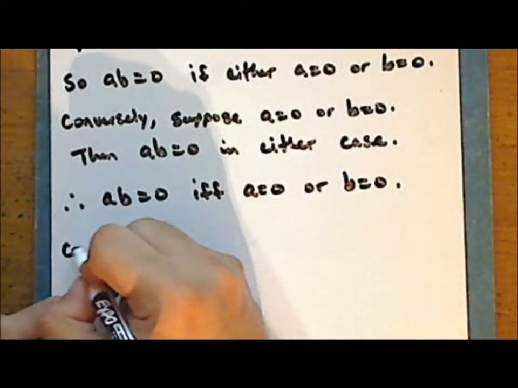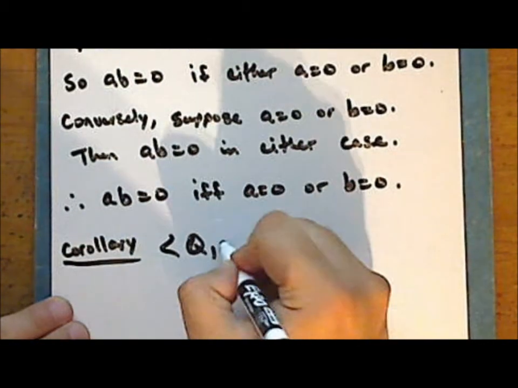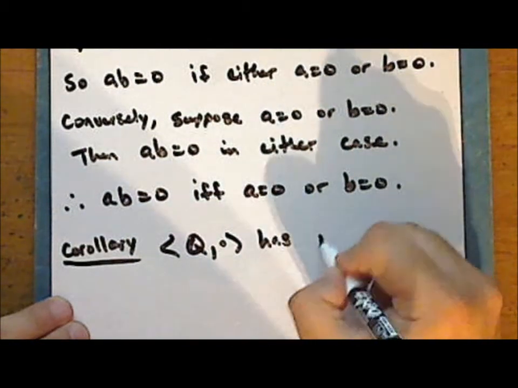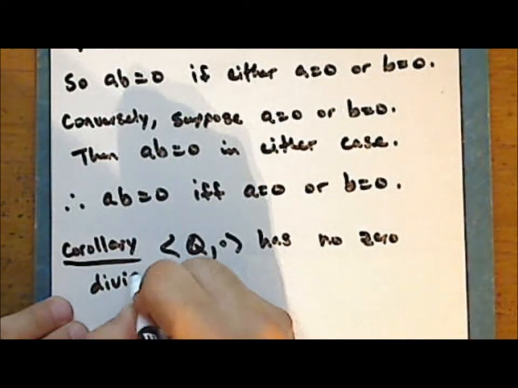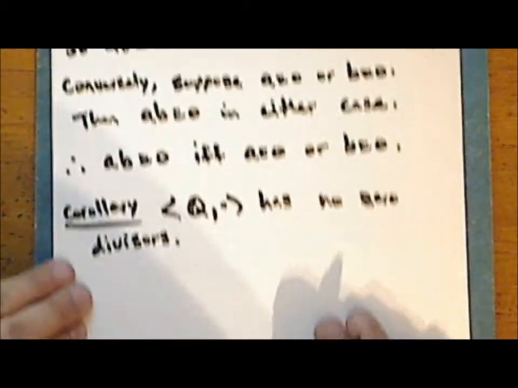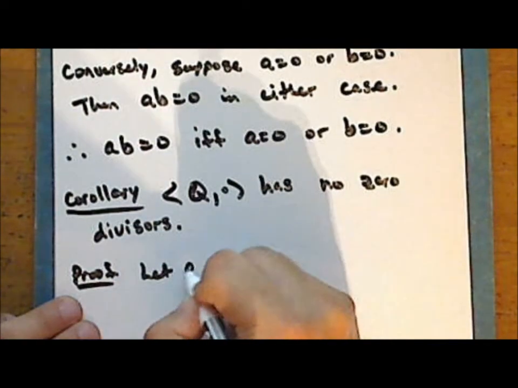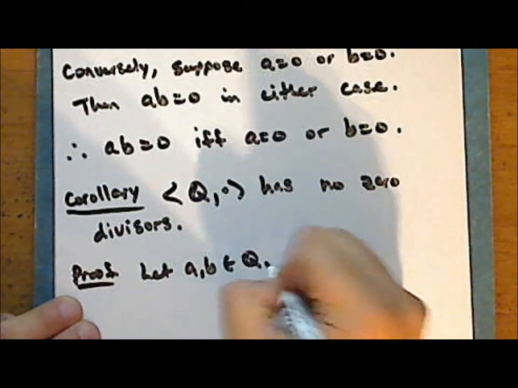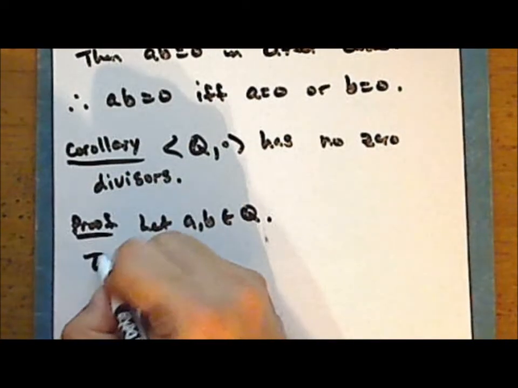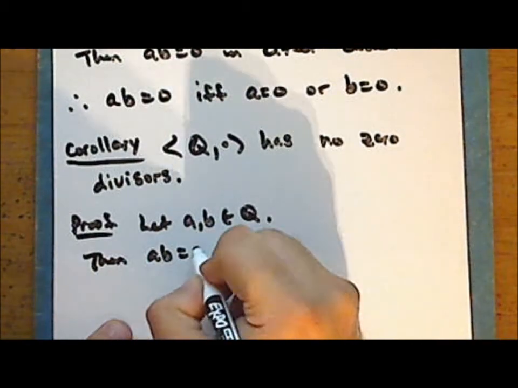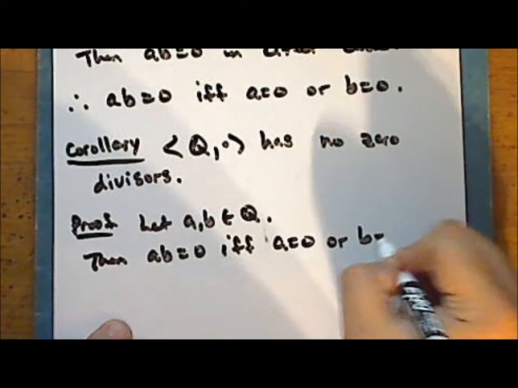So as a corollary, we'll show that the rational numbers under multiplication has no zero divisors. Proof. Let a and b be rational numbers. Then, by the previous theorem, a times b is 0 if and only if either a is 0 or b is 0.